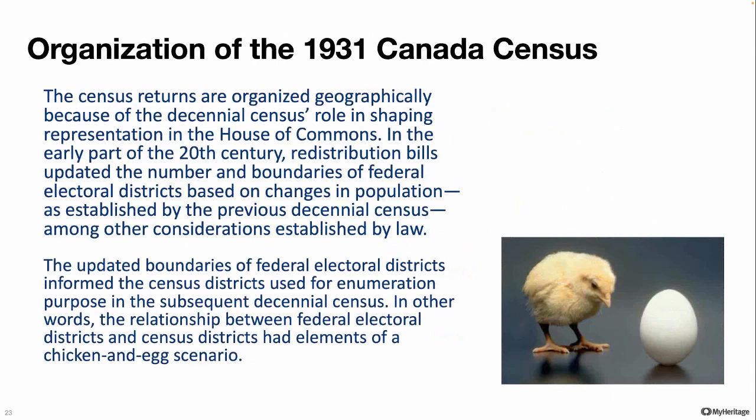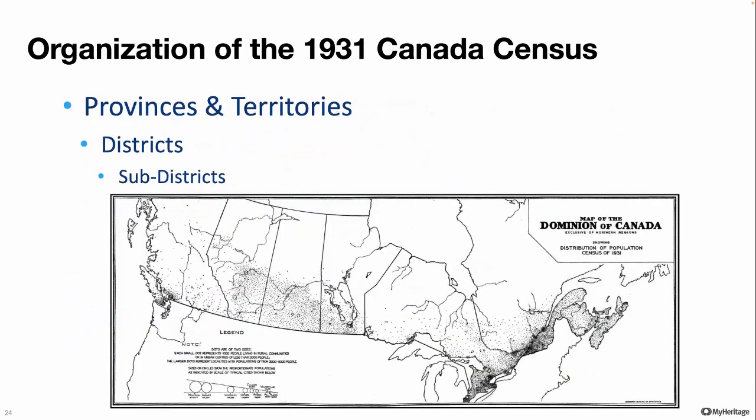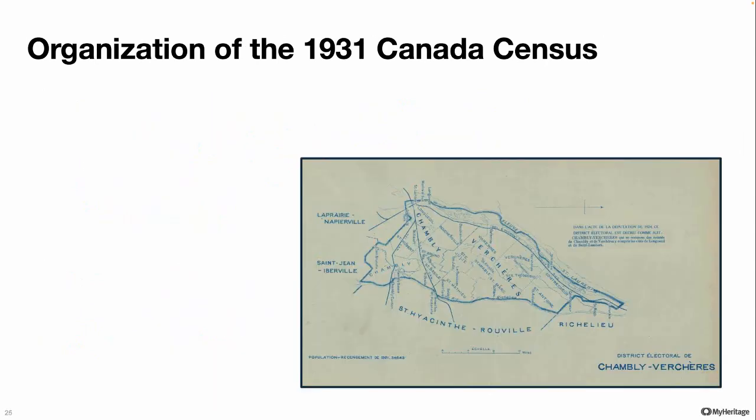And so I want to show you some tools or how we can find some information about these districts. So the census is broken nicely into provinces and territories. Again, keep in mind that Newfoundland and Labrador are not included. And then the provinces and territories are all divided into districts, and then districts are divided into sub-districts. So one of the places that I lived in Quebec was a city called St. Bruno.